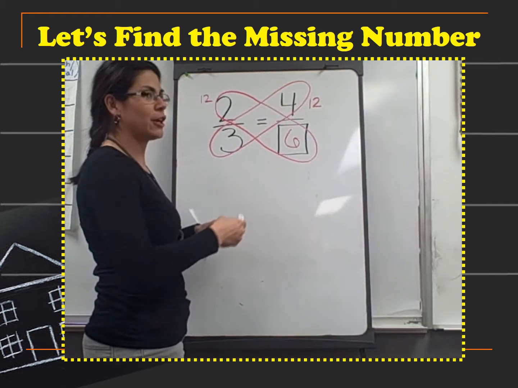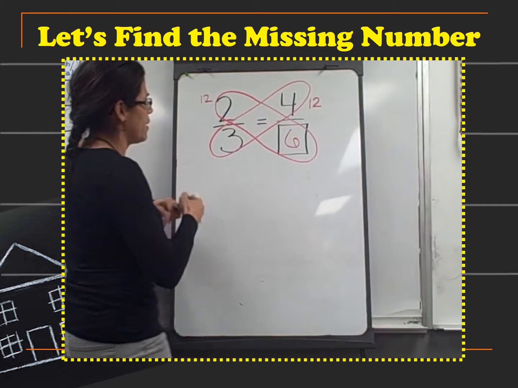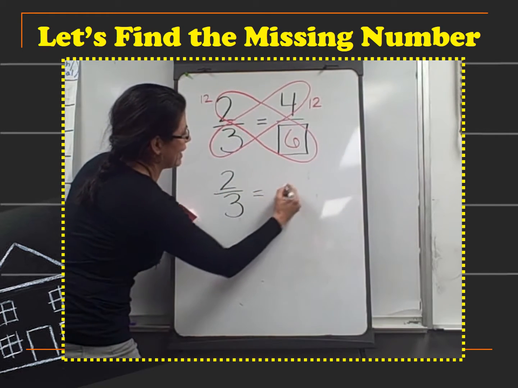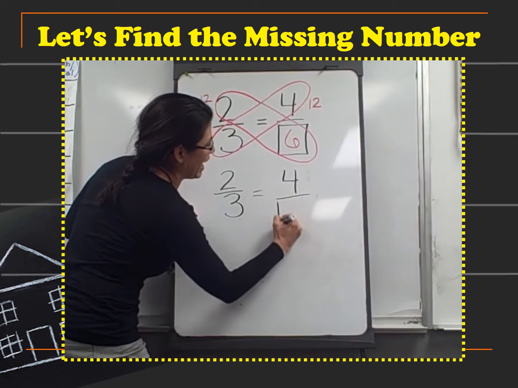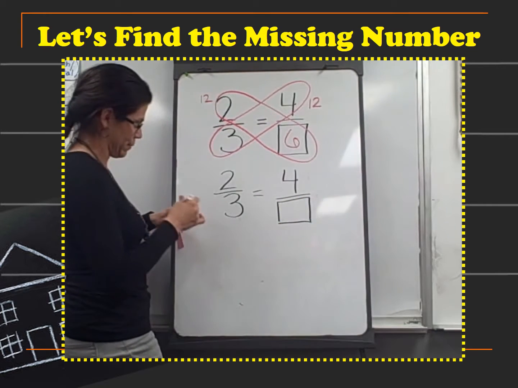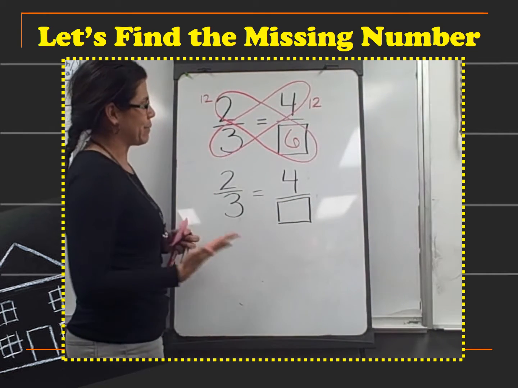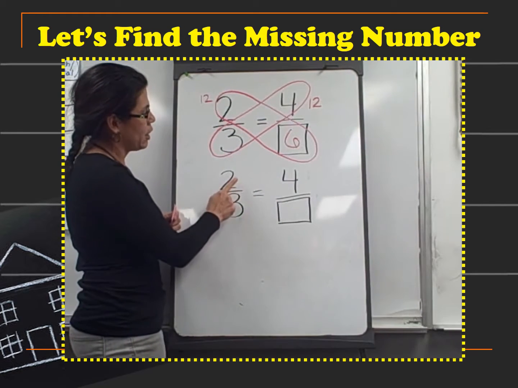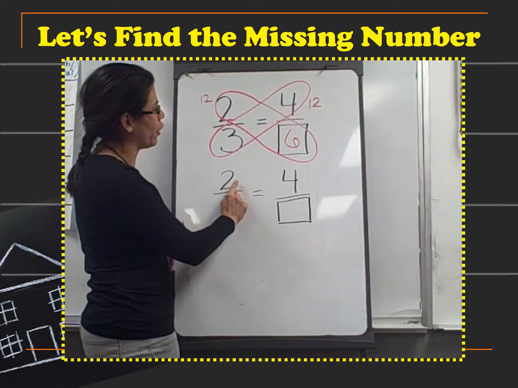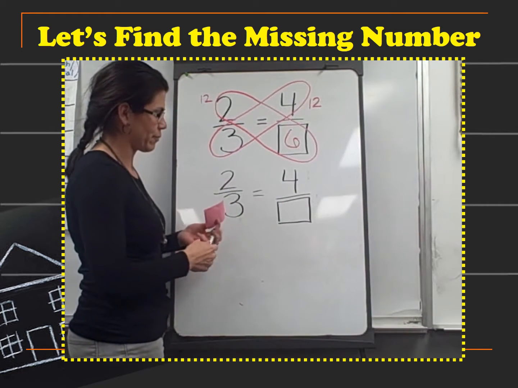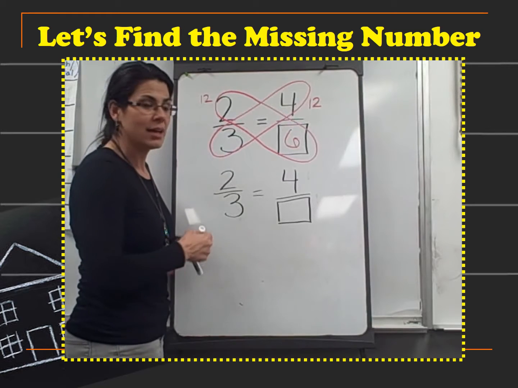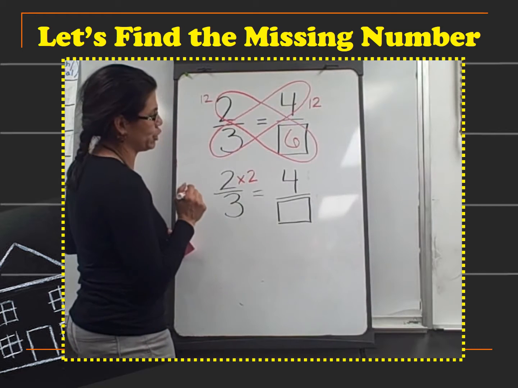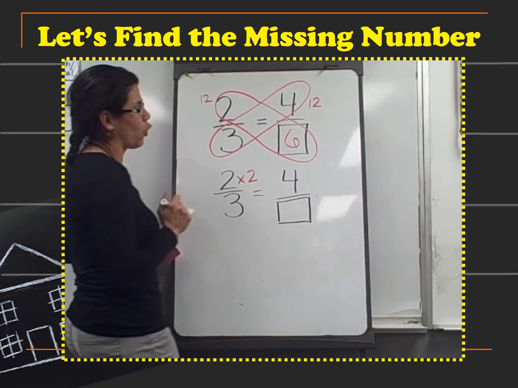Now let's look at an alternative method, okay? The problem that I gave you was 2 over 3 equals 4 over an unknown number. Another way to think about it is look at it going across, okay? There is a way we can go from 2 to 4. Has anyone seen it? Okay? We can multiply 2 times 2. 2 times 2 is 4.